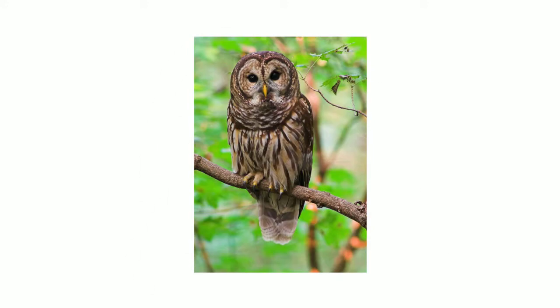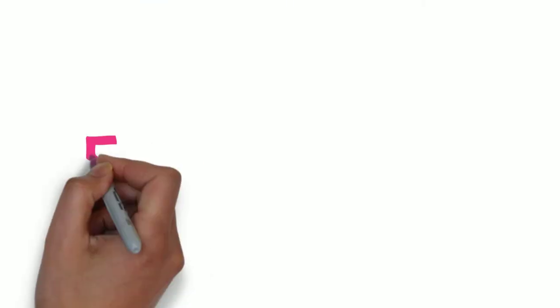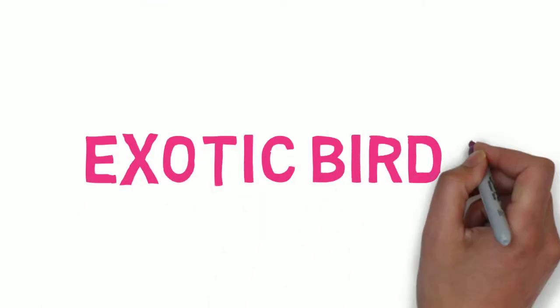Here is a barred owl. Barred owls are large, stocky owls with rounded heads, no ear tufts, and medium-length rounded tails. They roost quietly in forested trees, and they hunt throughout the day and night.